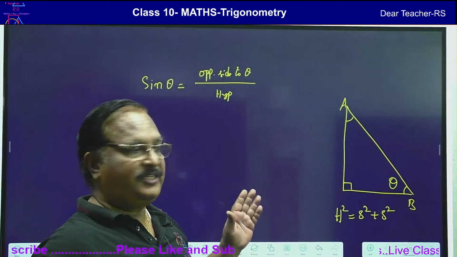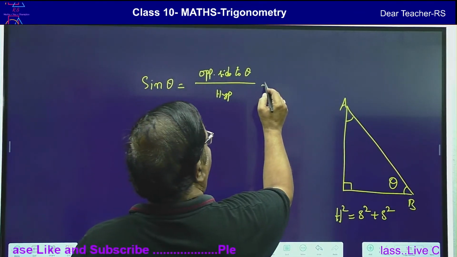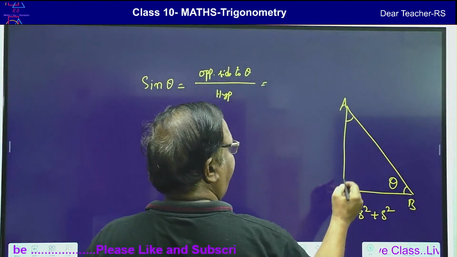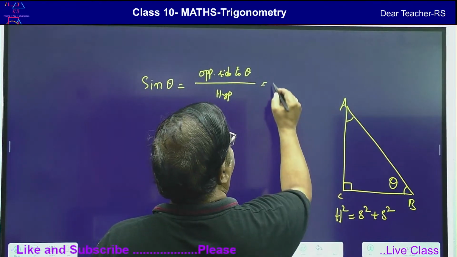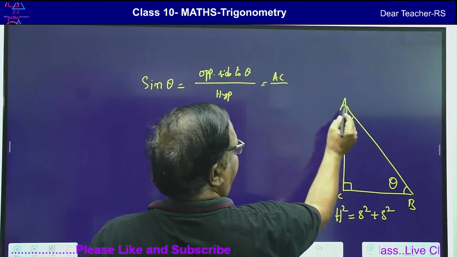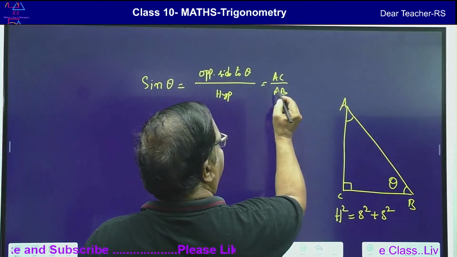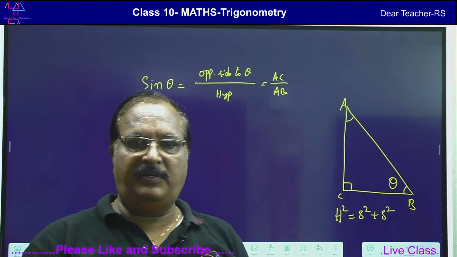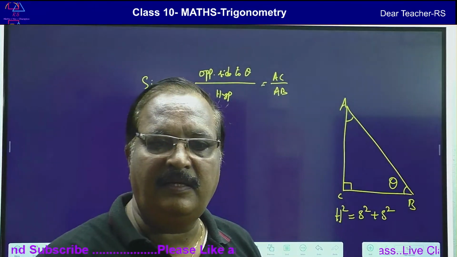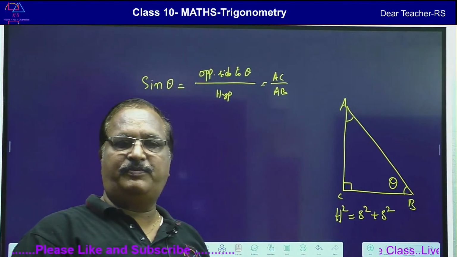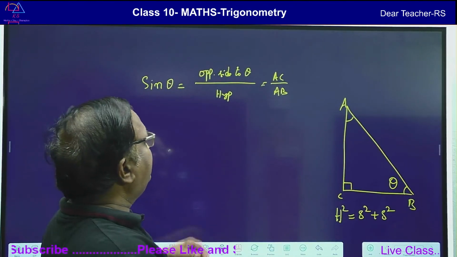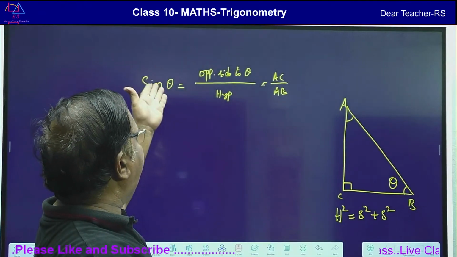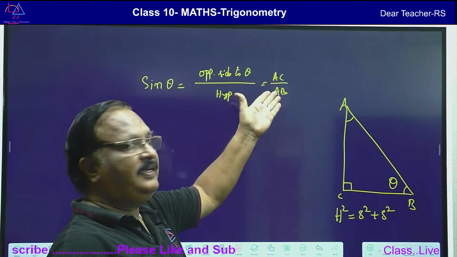So this is the relation. Opposite side to theta is AC, and AB is the hypotenuse. Tanish Roy Chaudhary, good morning. So this is the relation between theta and the opposite side and hypotenuse.